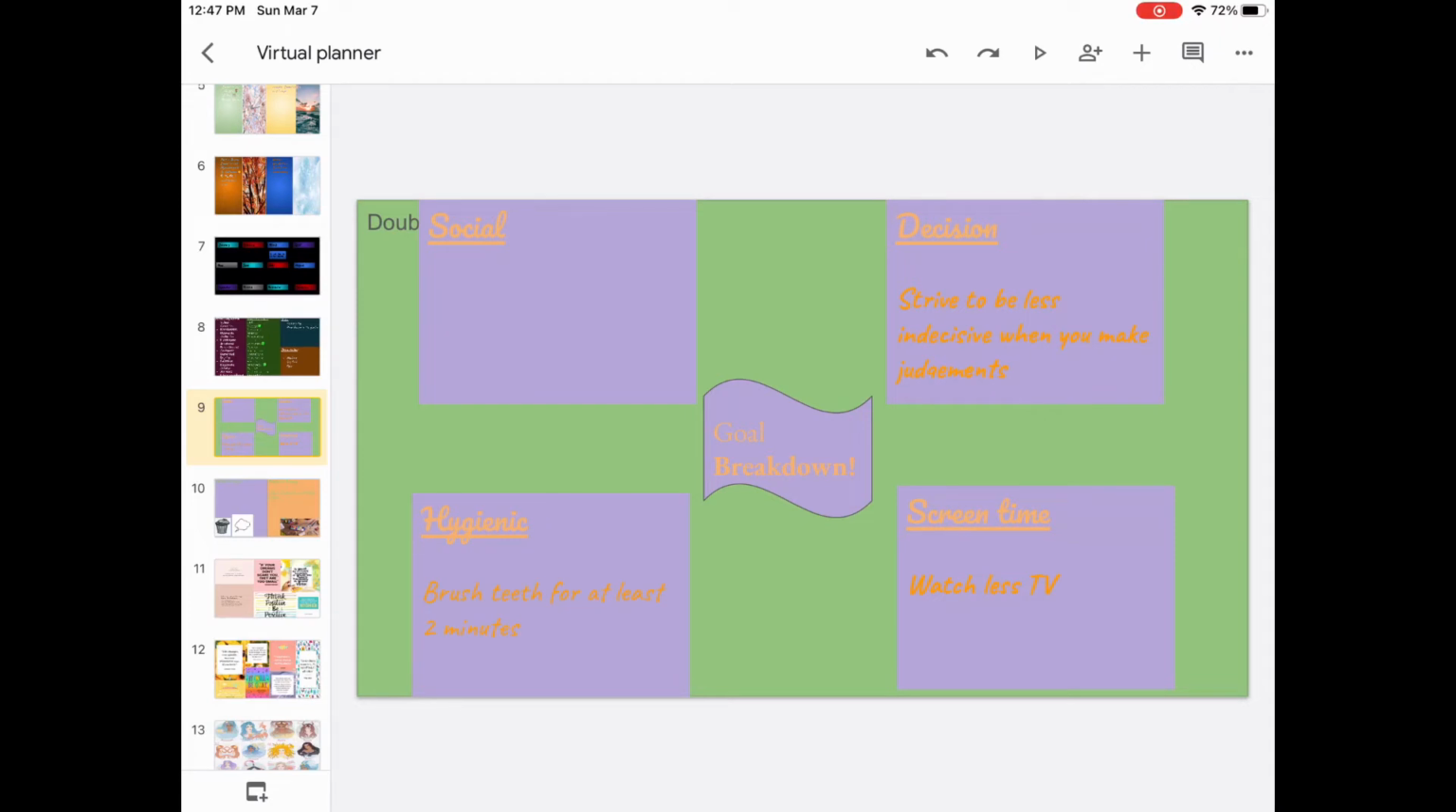And hygienic, brush for at least 2 minutes. I brush for 2 minutes, or sometimes even 3. And social goals, I actually don't have social goals because I'm an extrovert, and extroverts get energy off of being with other people. They feed off of being with other people, so I don't think I have any social goals, but maybe it's like the way I introduce myself, the way I can talk, maybe I can improve on that, but we'll see for later.